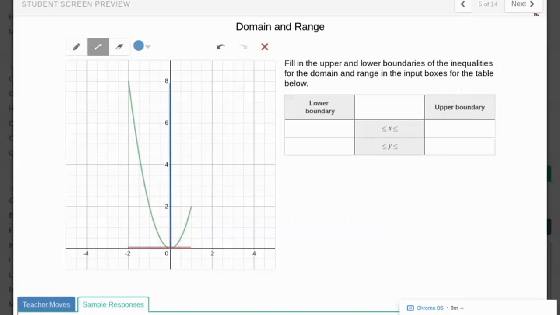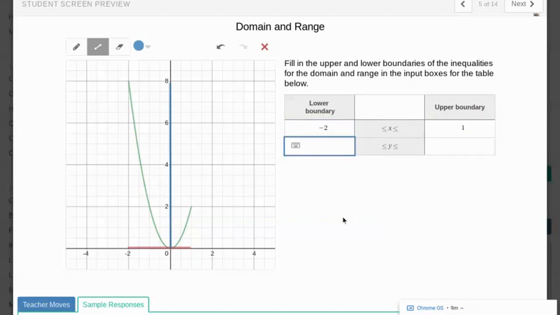If we're working with discrete functions, those are just specific points on a graph, then we would use just a list to write out our domain and range. But in this case, we have a ton of points, so we are going to use inequality notation. So my lower boundary, and we're looking at the x's, my lowest x is over here at -2, and my highest x is here at 1. We'll do the same with our y's.